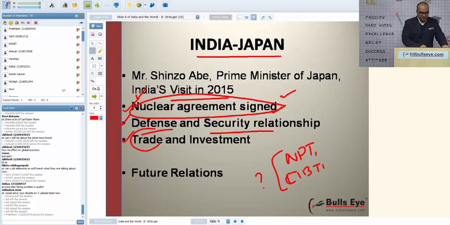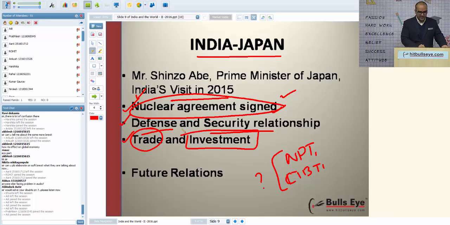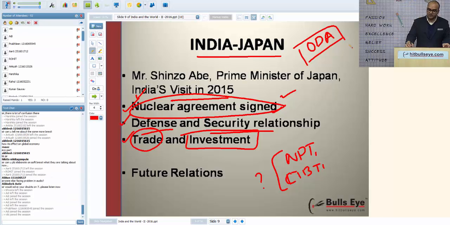Similarly, one major issue that remains is that trade volumes between India and Japan are very, very low. However, Japanese investments in India are pretty high. Another important aspect of India's relationship with Japan is that of ODA, that is Overseas Developmental Assistance. Now, these are grants or soft loans given by Japan to India for various developmental projects.